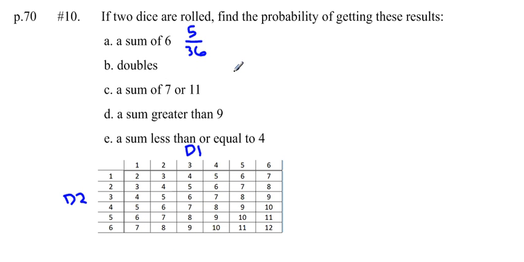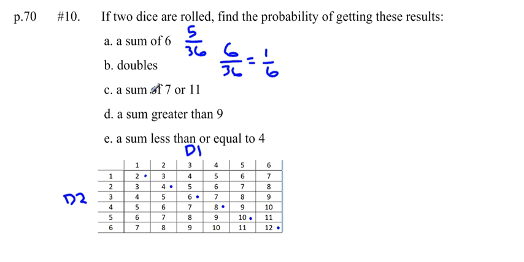Probability of getting doubles. So again, it's something out of 36. Doubles means when you roll a 1 and a 1, or a 2 and a 2, a 3 and a 3, 4 and a 4, 5 and a 5, 6 and a 6. There are 6 possibilities. And again, this can be reduced if you choose. Not necessary, but can be reduced. So 1 out of every 6 times that you roll a pair of dice, you can expect to get doubles.